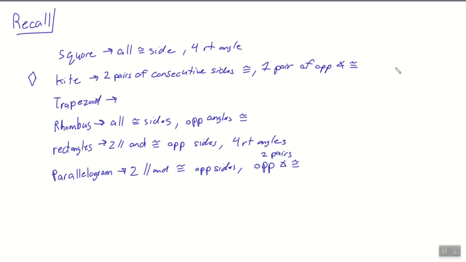Now we have a trapezoid. What do we know about a trapezoid? Yeah, Sonny. 1 pair of parallel sides and 1 pair of like equal sides, congruent sides. I like the first half of that statement. So we have 1 pair.